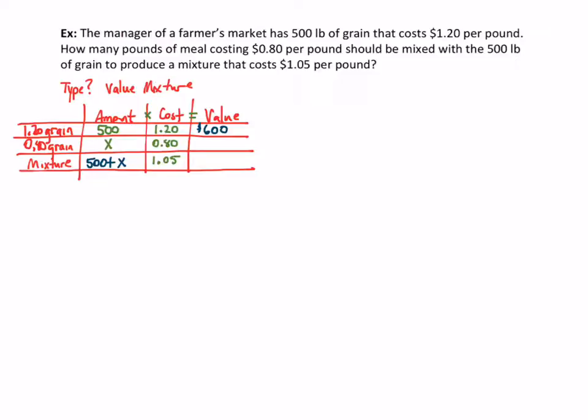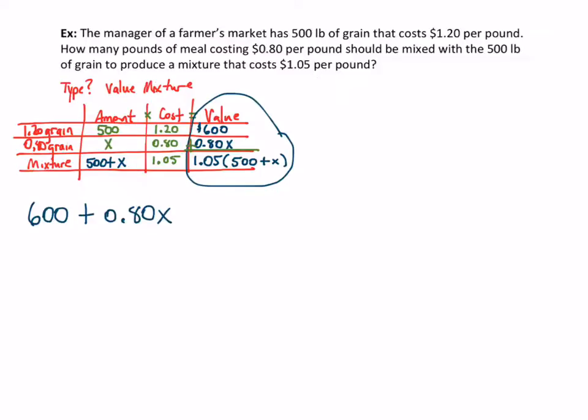If I take these two and multiply them together, this one times this one, I will get 0.80x. And if I multiply these two, I get 1.05 times (500 plus x). So the values have to be equal, so I'm going to use this column like I have before and just add up the first two and set it equal to the bottom. So I have that 600 plus 0.80x will equal 1.05 times (500 plus x).